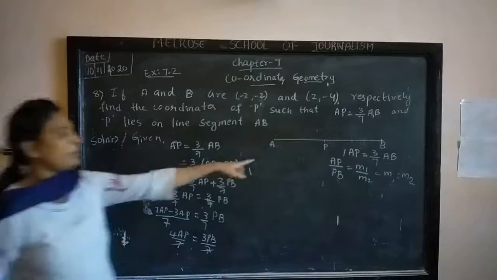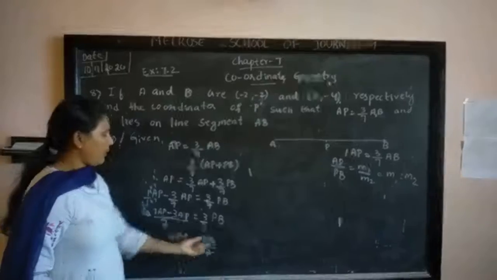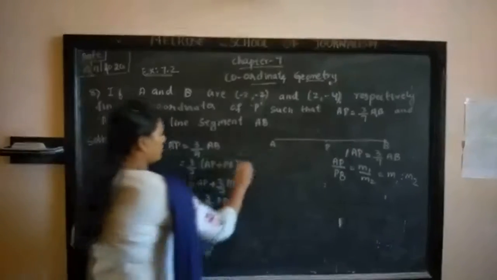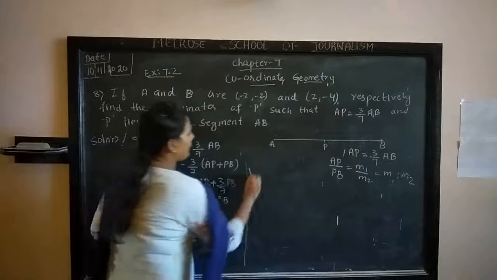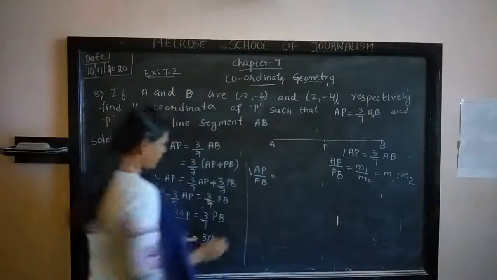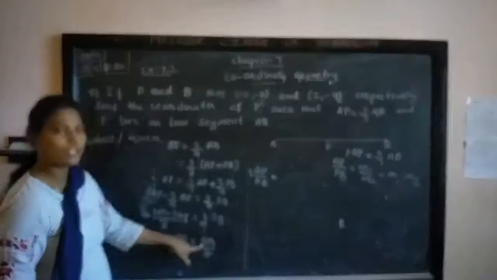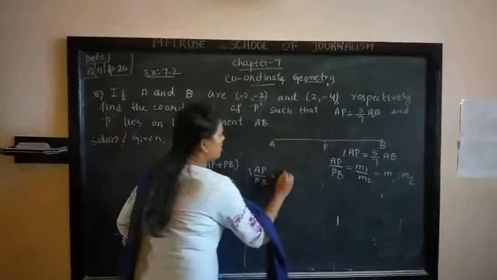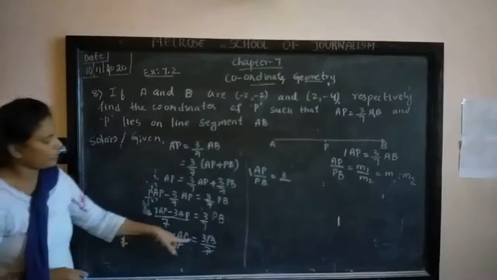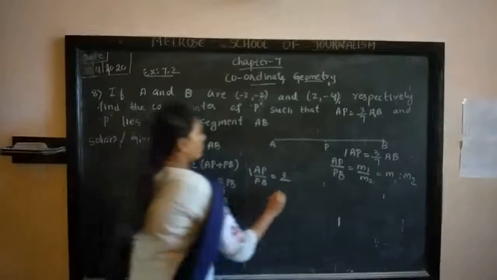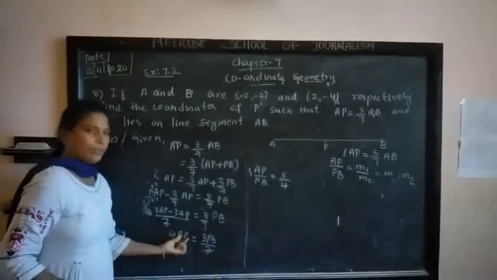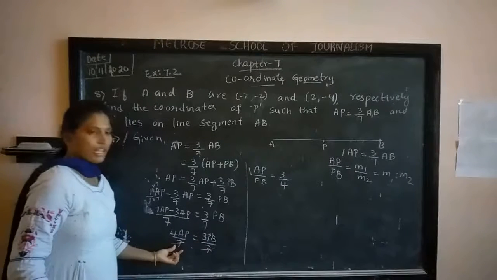We want AP by PB, no? So bring this PB to this side, because we want AP by PB. What is left in the RHS? 3. And the 4 which you have with the AP, bring to the RHS, it becomes 3 by 4. Understood? AP you keep here only, PB you bring this side.